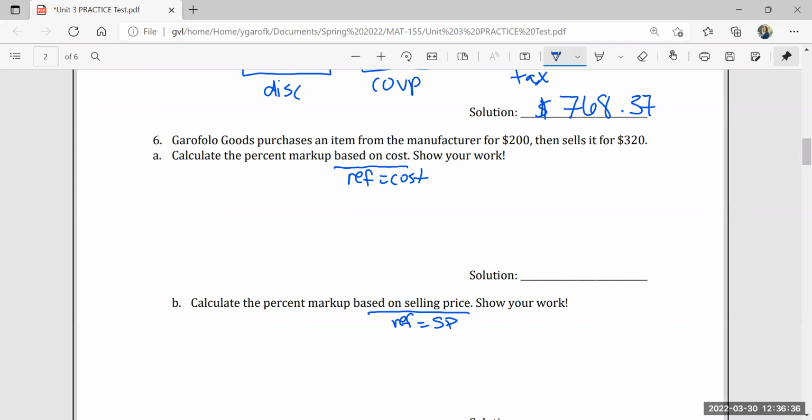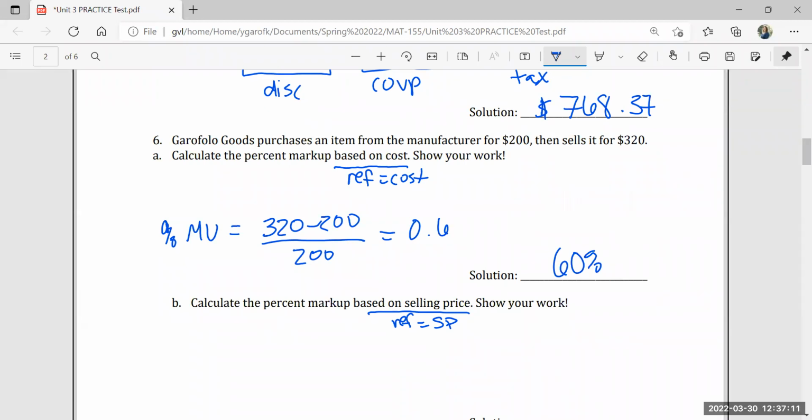So our percent markup is going to be that difference. So 320 minus 200 over here. It's based on cost. So our cost was 200. And if we enter that into our calculator, we're going to get 0.6, which is 60%.